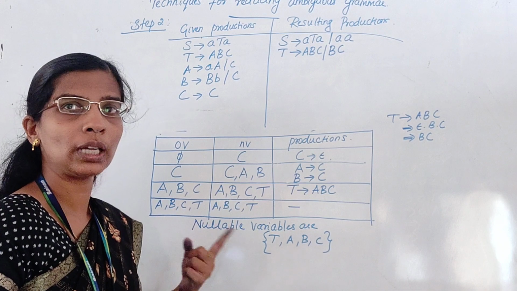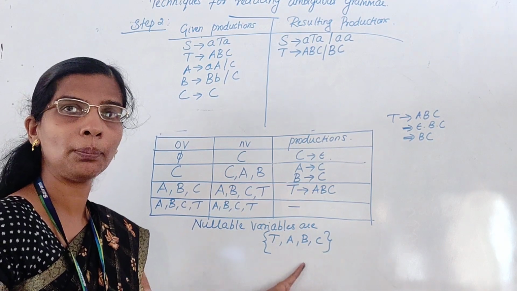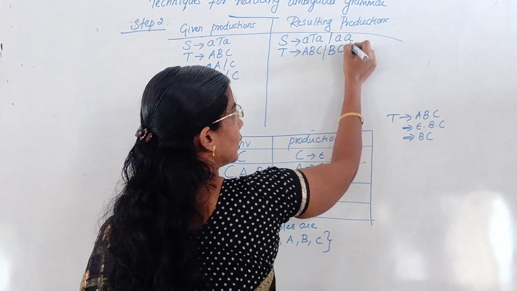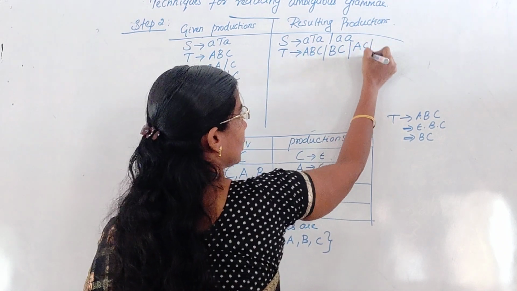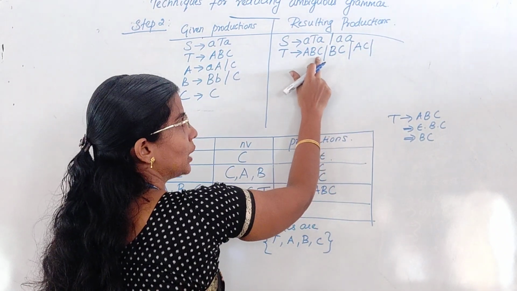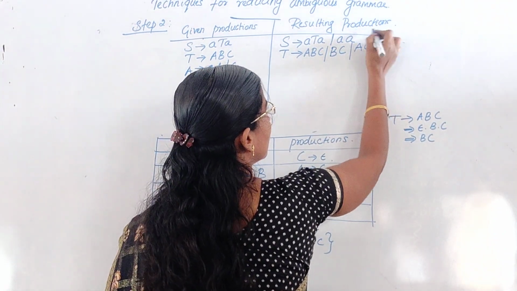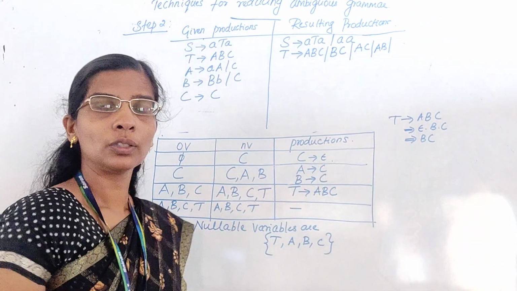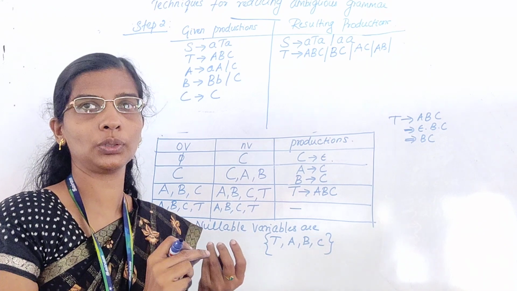Next, substitute null for B, because all three variables are nullable variables. For A, B and C, I can substitute null. So next, substitute null for B. What you will get? You will get A and C. Next, substitute null for C. You will get A and B. So what I told, one by one variable you have to substitute.